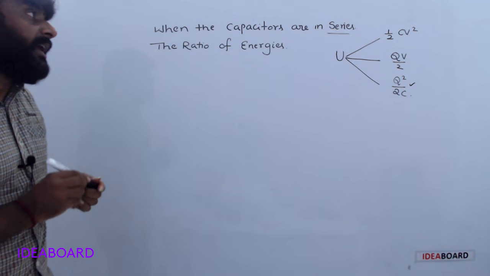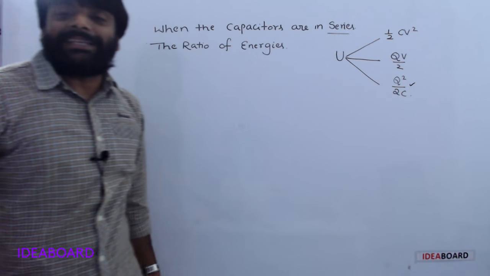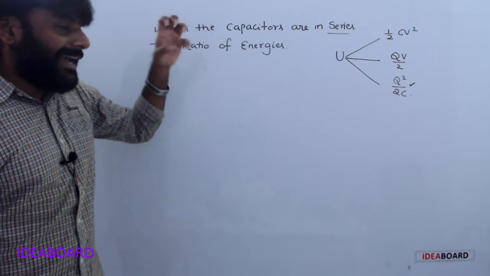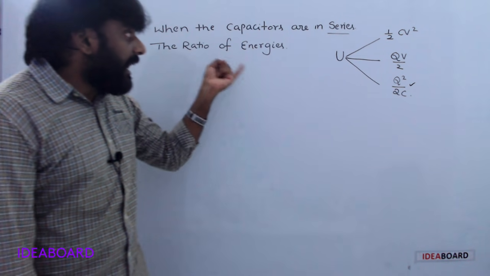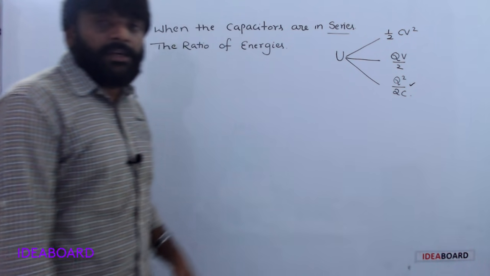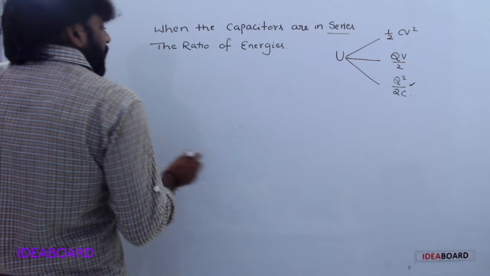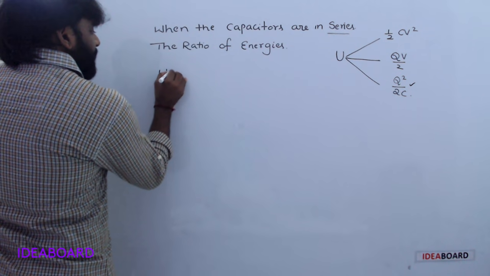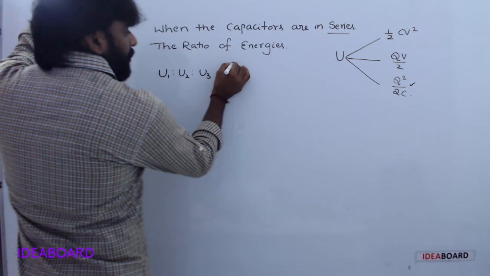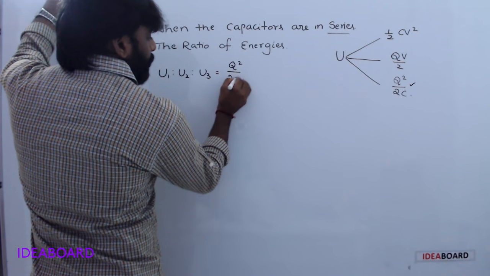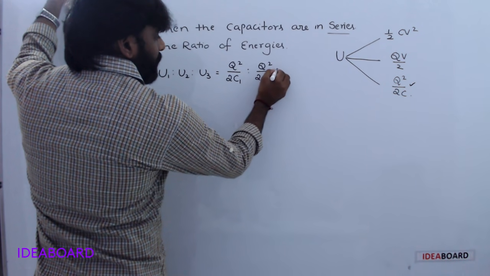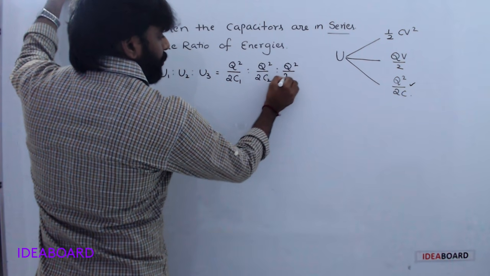Understood? Here it is in series. In series, charge is constant. That means required energy in terms of charge and also capacitance. For that purpose, useful formula is q square by 2C. Now, energy U1 is to U2 is to U3 is equal to Q square by 2C1 is to Q square by 2C2 is to Q square by 2C3.